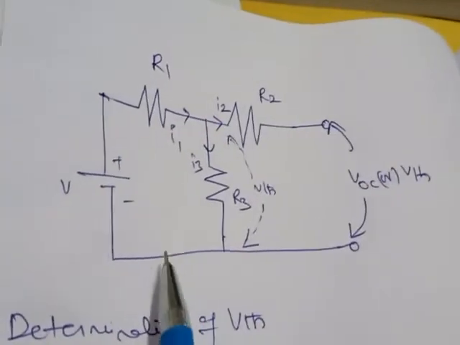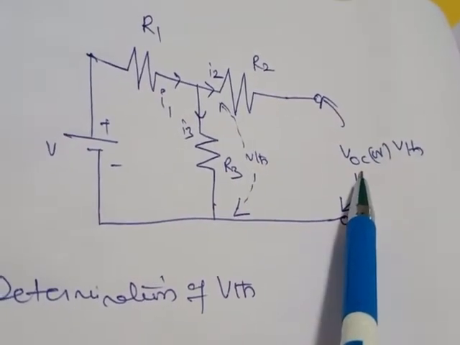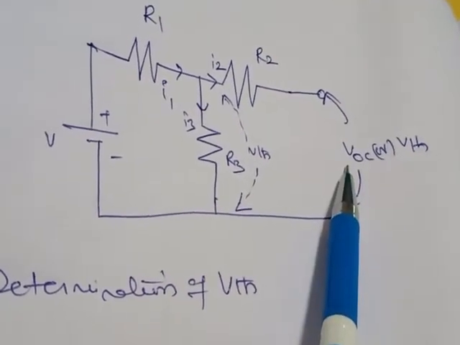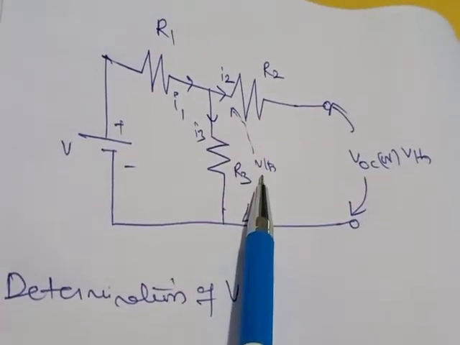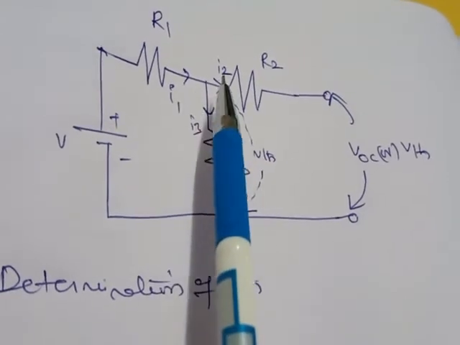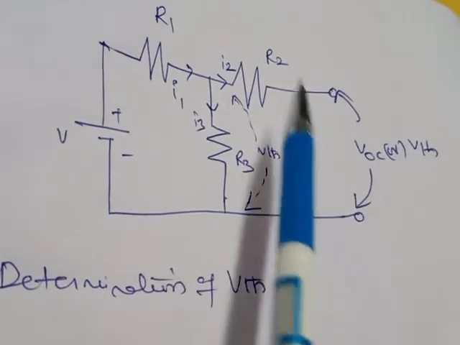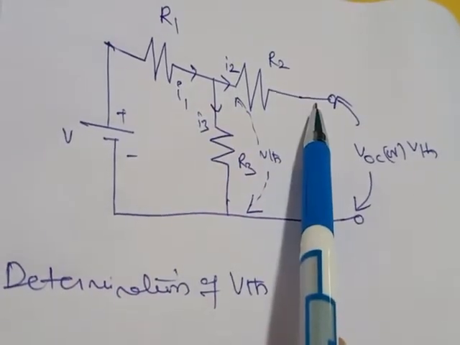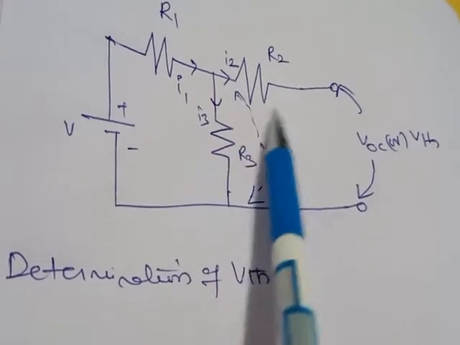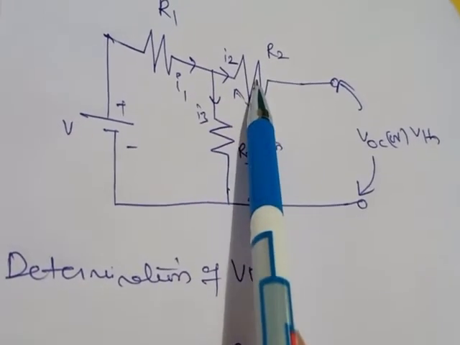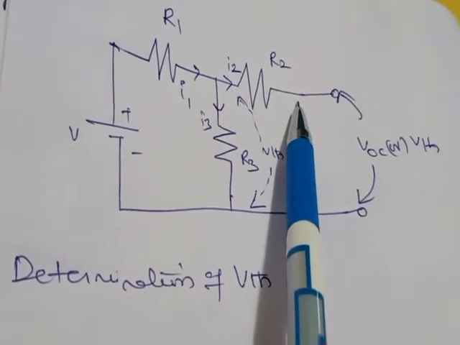From this circuit you can observe that the A and B terminals are open circuited. So the voltage across these two terminals is VOC, the open circuit voltage, or VTH. Therefore you can find VTH across this resistor. Here you can observe that A and B is open circuited. Since the A and B circuit is open, the current flowing in this path will be 0. That is, I2 equals 0. Whenever I2 equals 0, there is no need to consider R2, because no current is flowing through it. Since the current is not flowing, it behaves as an open circuit.